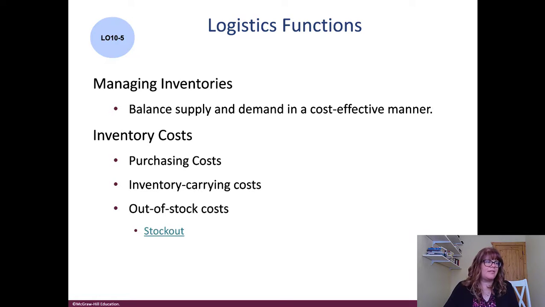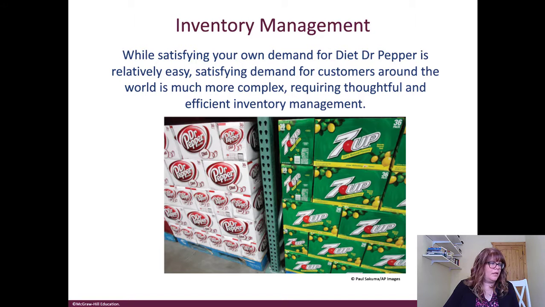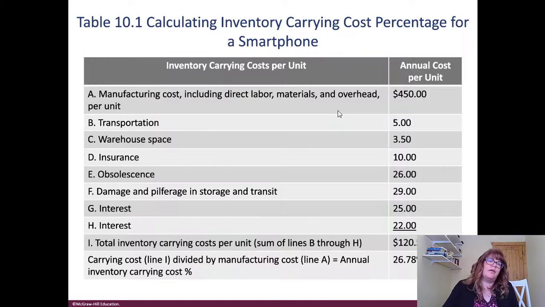A stock out occurs when a company does not have enough inventory to fill an order. In such cases, a customer can either place a back order or cancel the order. So, inventory management for Diet Dr. Pepper and 7-Up. Here's a table calculating inventory costs or carrying cost percentage for a smartphone.